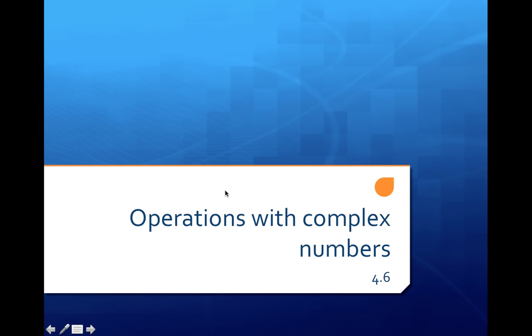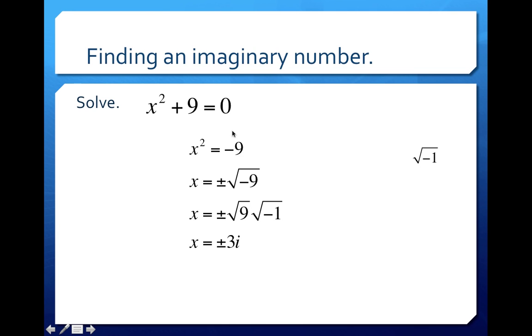So, operations with complex numbers. If this doesn't make sense, you can always look in your book for this too. So the first thing we have to talk about is we have to find an imaginary number. What is an imaginary number?